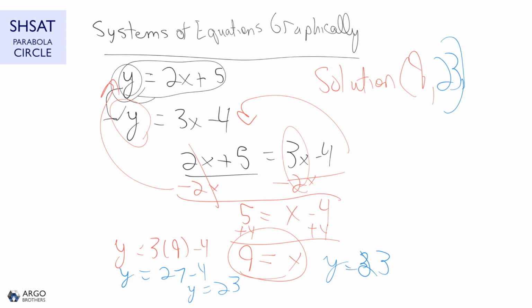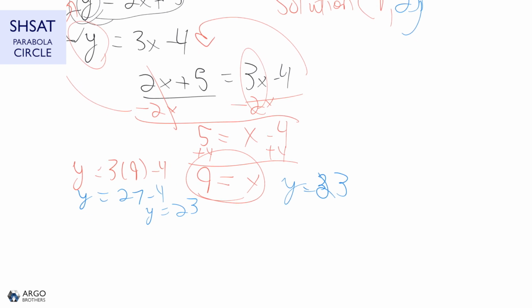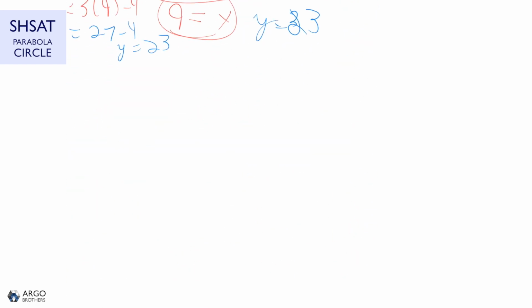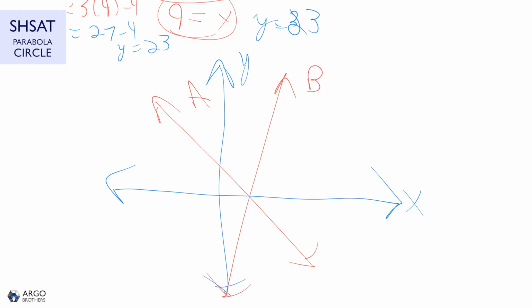But then what does this mean graphically? We have two lines and we found a solution. What that means graphically is that the two lines intersected. So I'm going to draw two arbitrary lines right here. We have x and y, and I'll label the first line A and the second line B. They're definitely not parallel, but there is a point where they intersect, where they touch, and that point is the solution set.